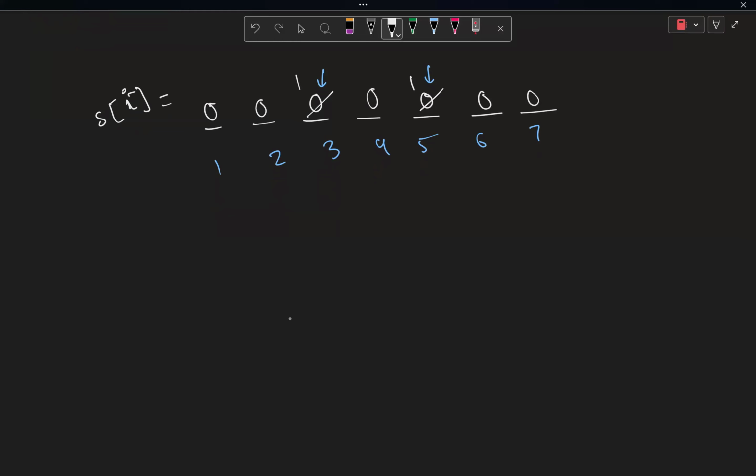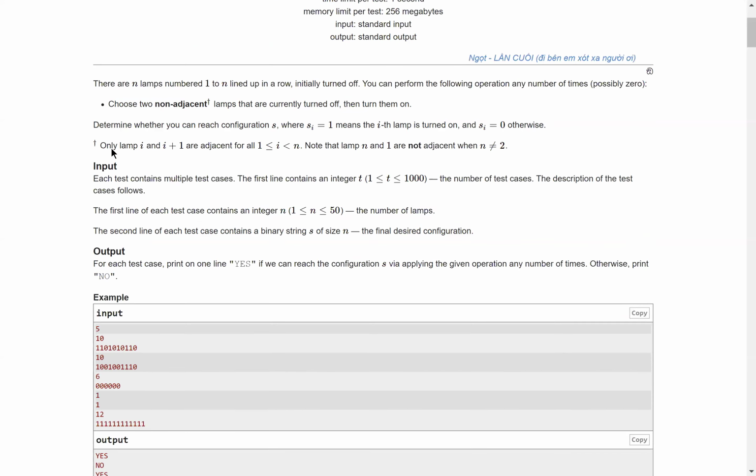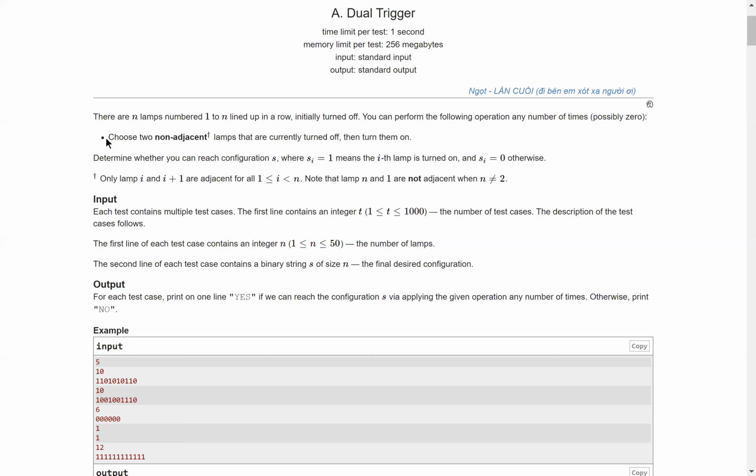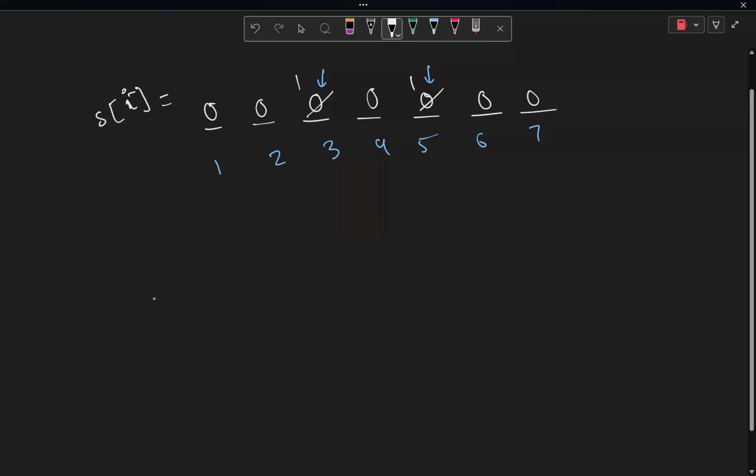So the very first observation which I had right away while reading the problem is, since we can choose two non-adjacent lamps together, notice on this part that we have to choose two lamps. Even if this part was not there, still we would have to choose two lamps. There is one additional constraint here, which is that they should be turned off initially and we will have to turn them on. So the thing is, we have to choose two lamps which are initially off and turn them on.